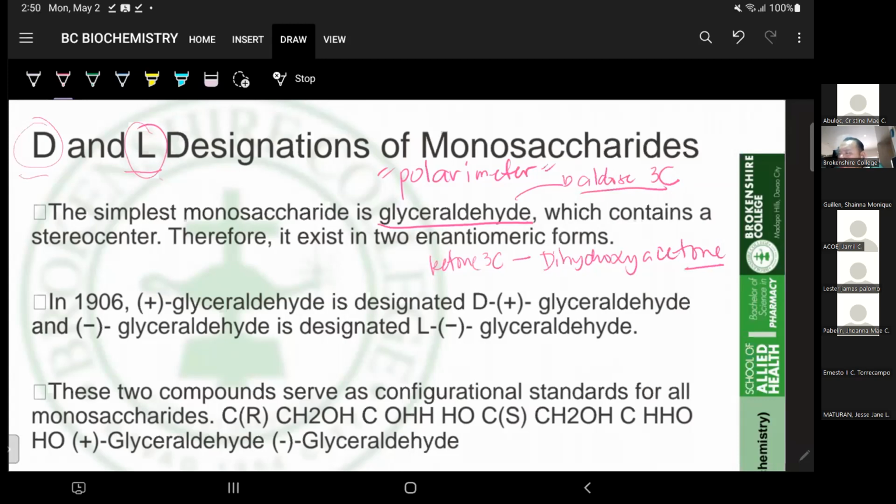Therefore, it exists in two enantiomeric forms. You're either dextrorotatory or levorotatory. Okay? So glyceraldehyde has two forms, dextro and levorotatory glyceraldehyde. The two compounds serve as configurational standards for all monosaccharides. So it becomes the standard for our monosaccharides in terms of their configuration as to levo or dextro. We will understand it better if we have the structure of our levo and dextro glyceraldehyde.